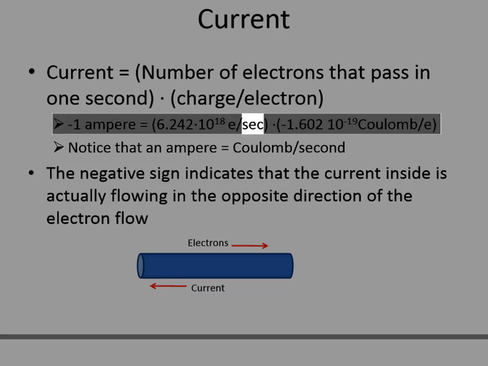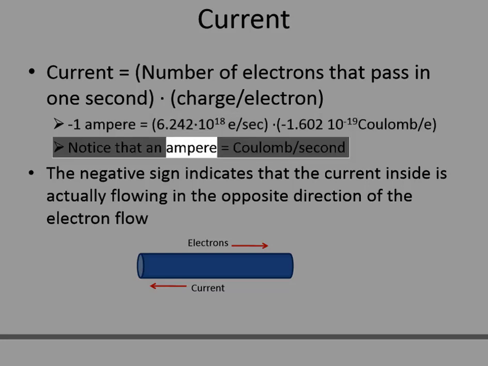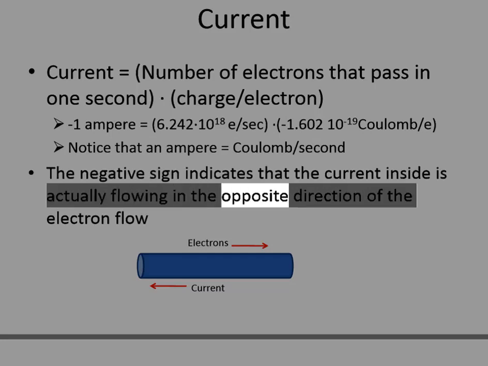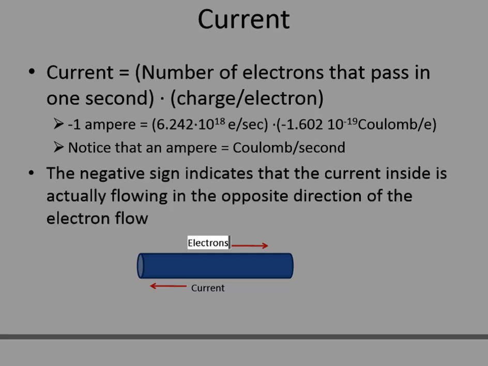6.242×10^18 electrons/second, times -1.602×10^-19 coulomb/electron. Notice that an ampere equals coulomb/second. The negative sign indicates that the current inside is actually flowing in the opposite direction of the electron flow.